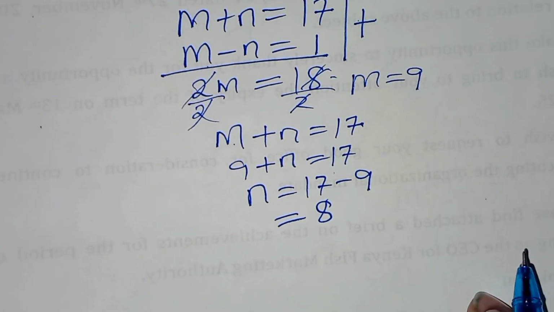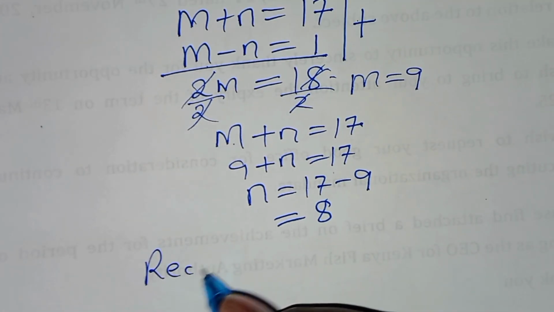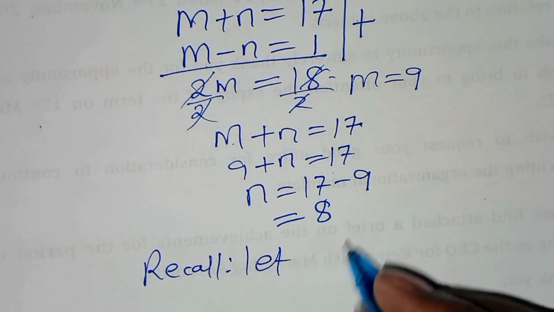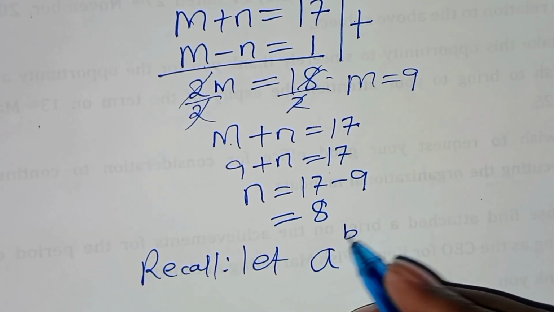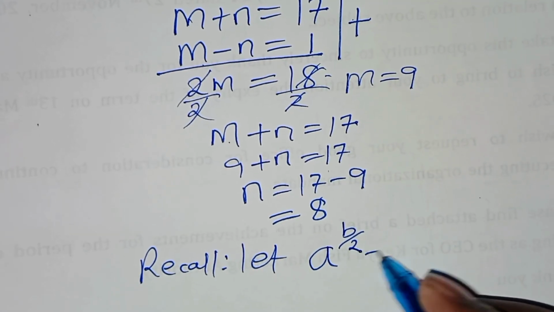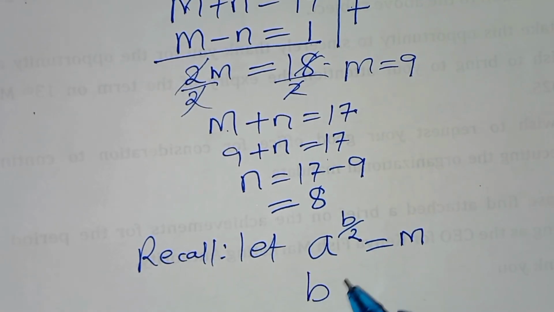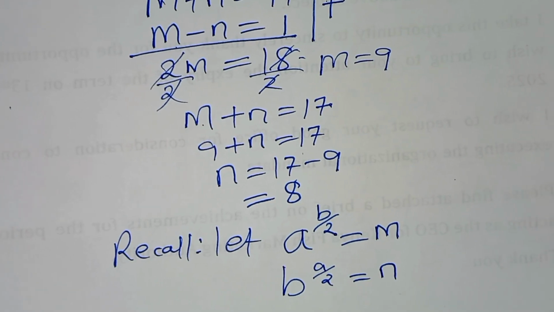The next step here, if you recall, we are saying that let a to power b over 2 equal to m, and that b to power a over 2 be equal to n. So let's substitute this.